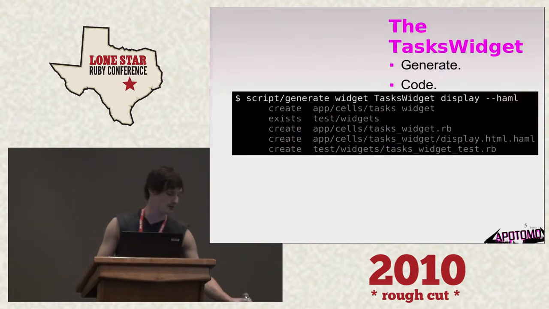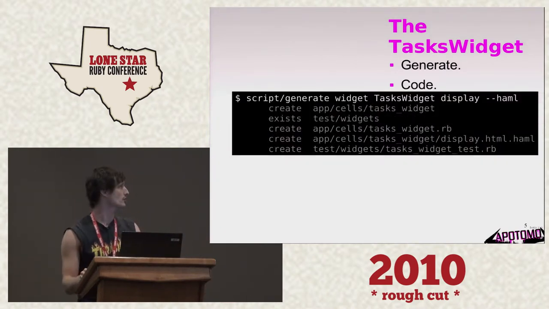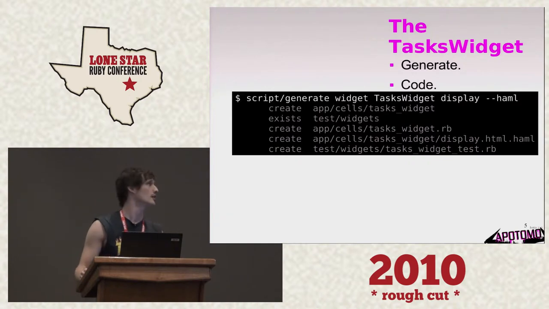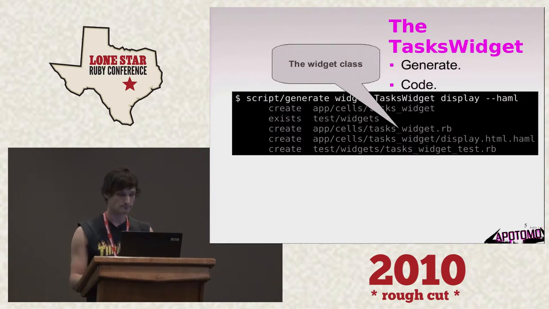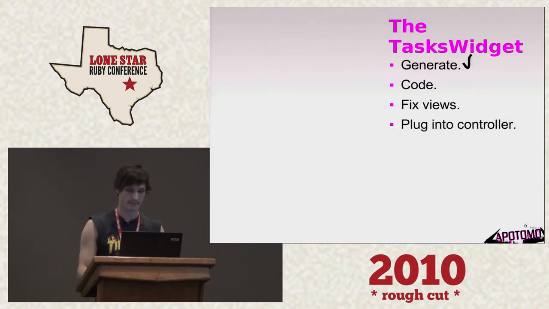The first task is to generate the widget. Usually there's a widget generator, and I just pass tasks widget, the name of the widget I'm going to create, and a standard action, display, and the HAML option because I like HAML views. So it will stub out the widget class, and a standard view for the state I want to create. It's the same as a cell creation.